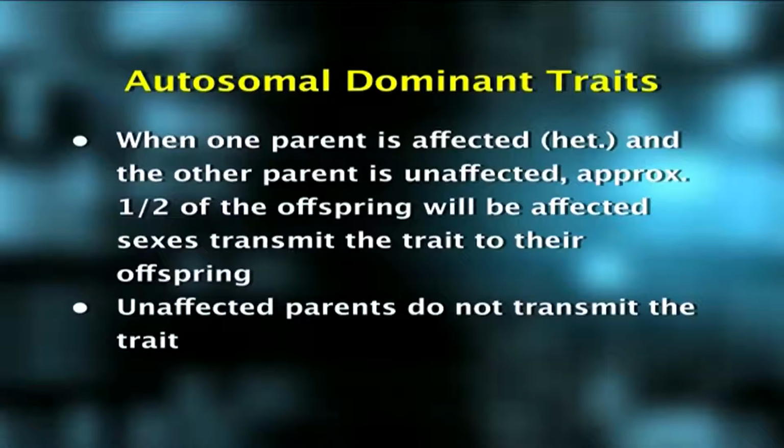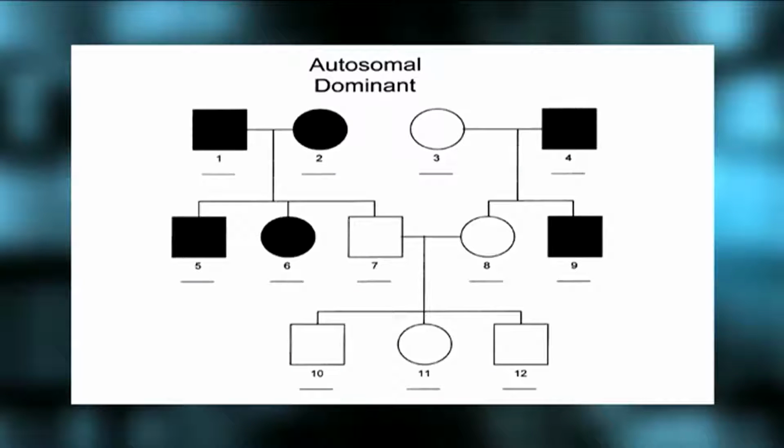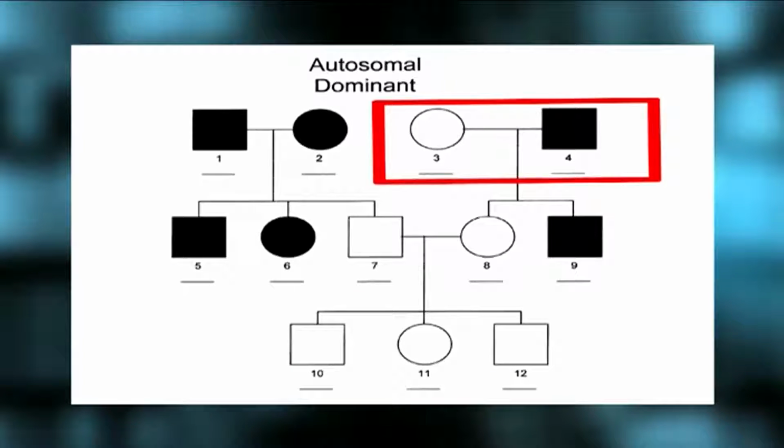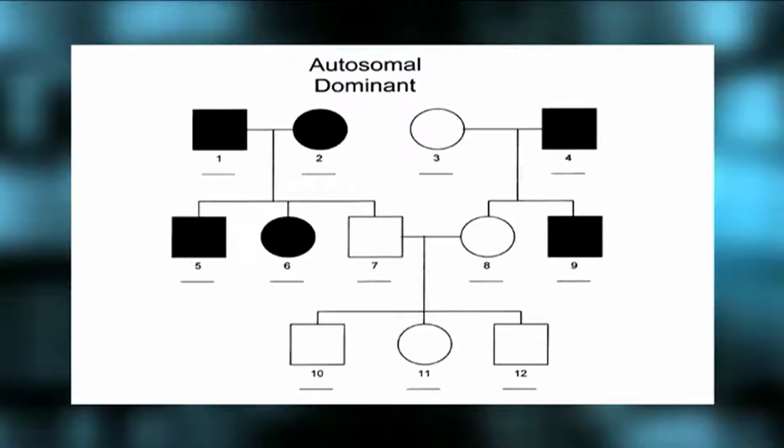When one parent is affected, heterozygous, and the other parent is unaffected, approximately half of the offspring will be affected. Unaffected parents do not transmit the trait. If an autosomal dominant allele is rare, most people displaying the trait are heterozygous. When one parent is affected and heterozygous, then the other parent is unaffected.